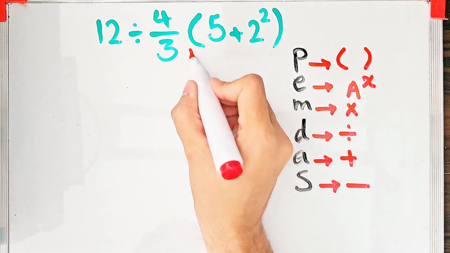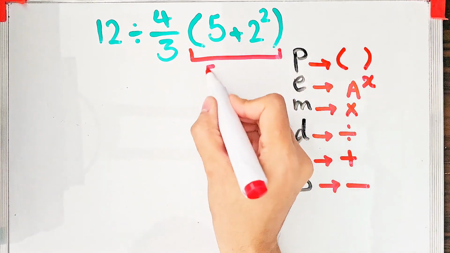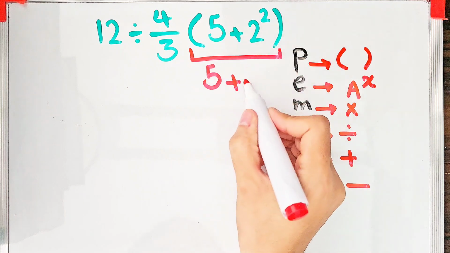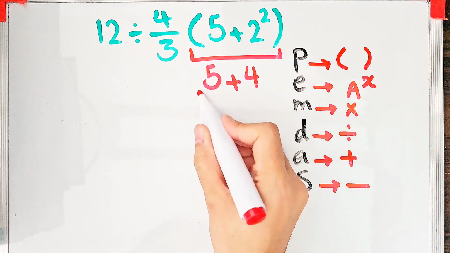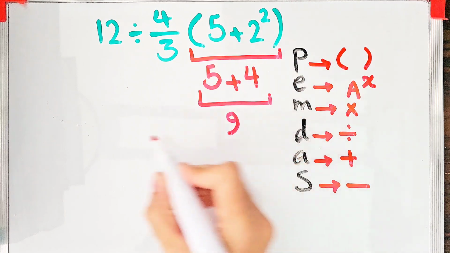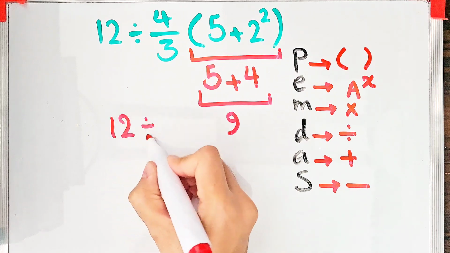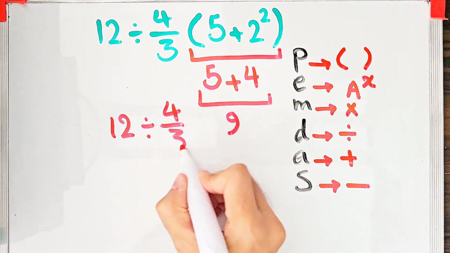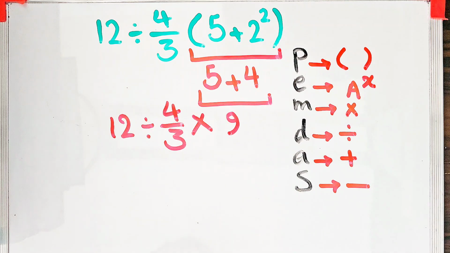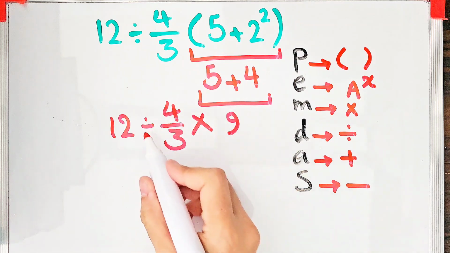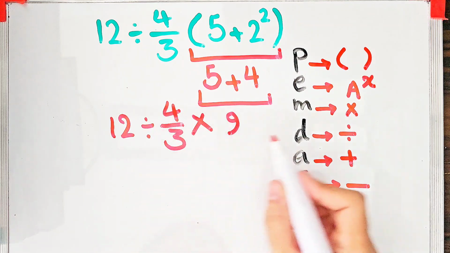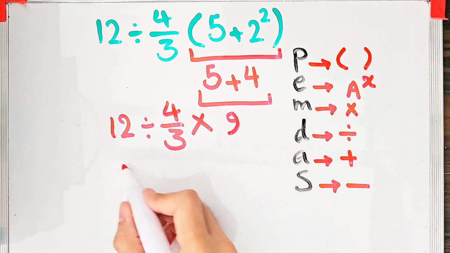According to this rule, first we simplify the parentheses. 5 plus 2 squared, that is 5 plus 4, equals 9. Now we have a new expression, 12 divided by 4 over 3, then times 9. Because multiplication and division have the same priority, we start from the left and simplify.